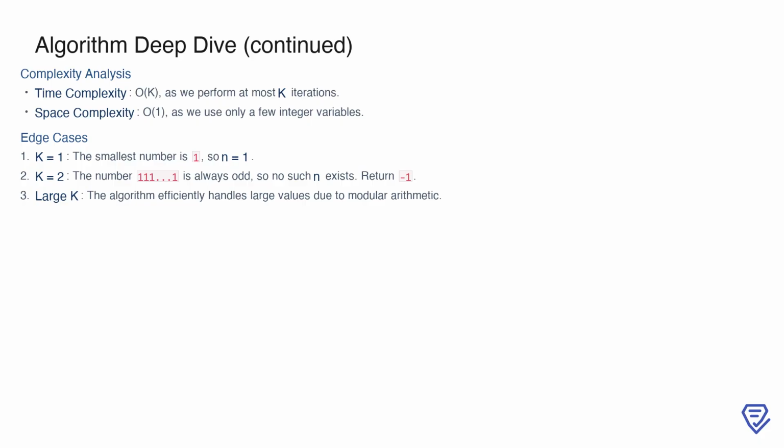Let's also consider some edge cases. When k equals 1, the smallest number composed of ones is simply 1, so n equals 1. For k equals 2, the number 111...1 is always odd, meaning it can never be divisible by 2, so the result is -1. For large values of k, the algorithm remains efficient thanks to modular arithmetic, which avoids constructing large numbers and works entirely with remainders. This ensures the solution is both optimal and scalable.